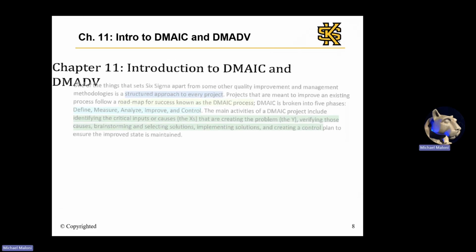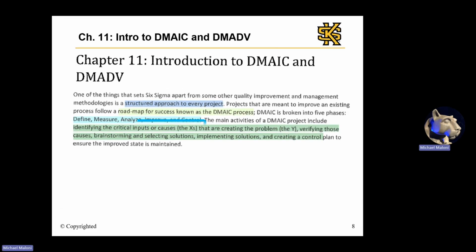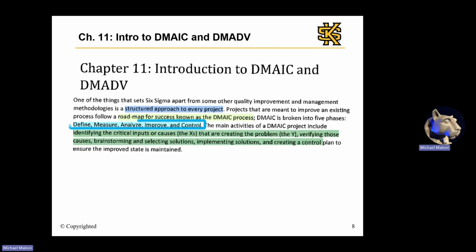Again, DMAIC stands for define, measure, analyze, improve, and control. And we'll break down each of these steps later in this chapter. Teams can follow the structured approach of DMAIC to rigorously and scientifically evaluate and improve existing processes. The key word there is existing.